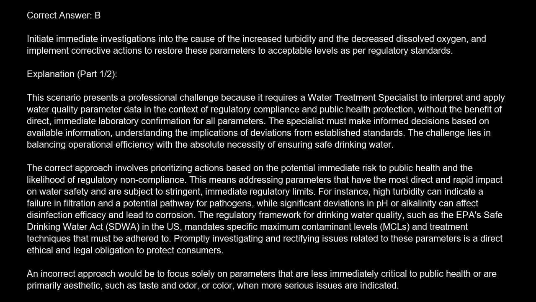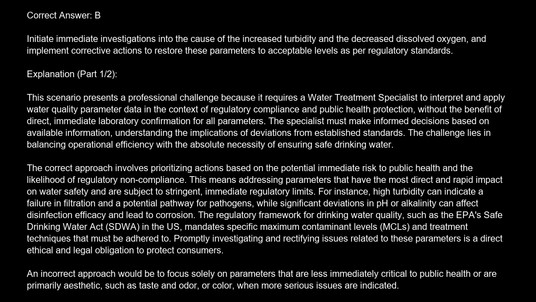Explanation: This scenario presents a professional challenge because it requires a water treatment specialist to interpret and apply water quality parameter data in the context of regulatory compliance and public health protection, without the benefit of direct, immediate laboratory confirmation for all parameters. The specialist must make informed decisions based on available information, understanding the implications of deviations from established standards. The challenge lies in balancing operational efficiency with the absolute necessity of ensuring safe drinking water.